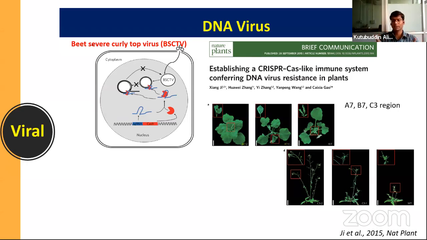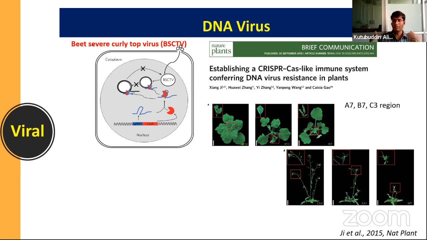Suppose this is the case of tobacco and Arabidopsis. Suppose in tobacco you transform the Cas9 protein, and then you give a guide RNA which is actually similar to the viral DNA. We know that most viruses are already sequenced, okay?